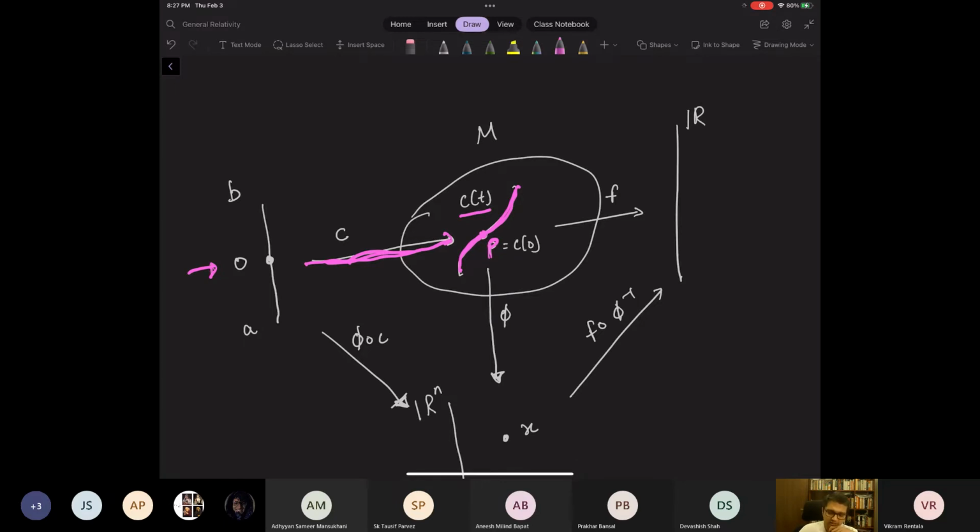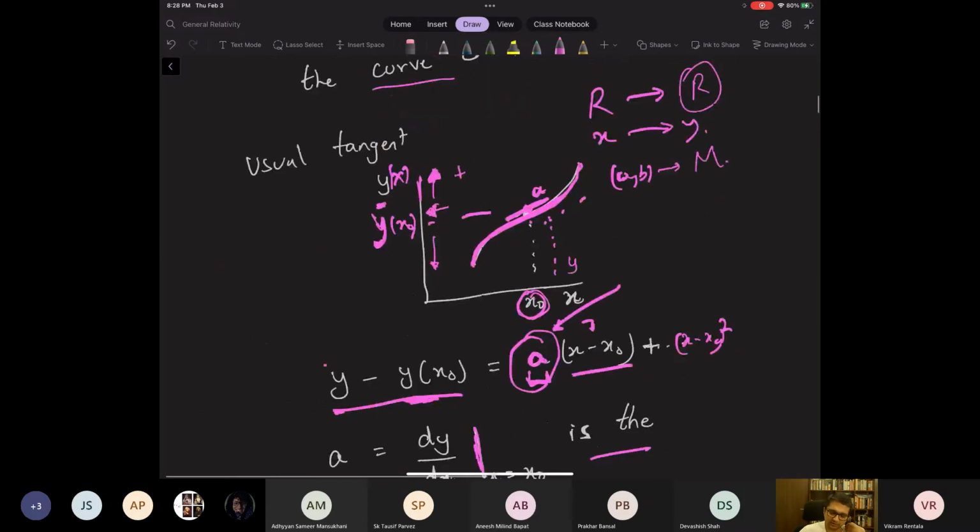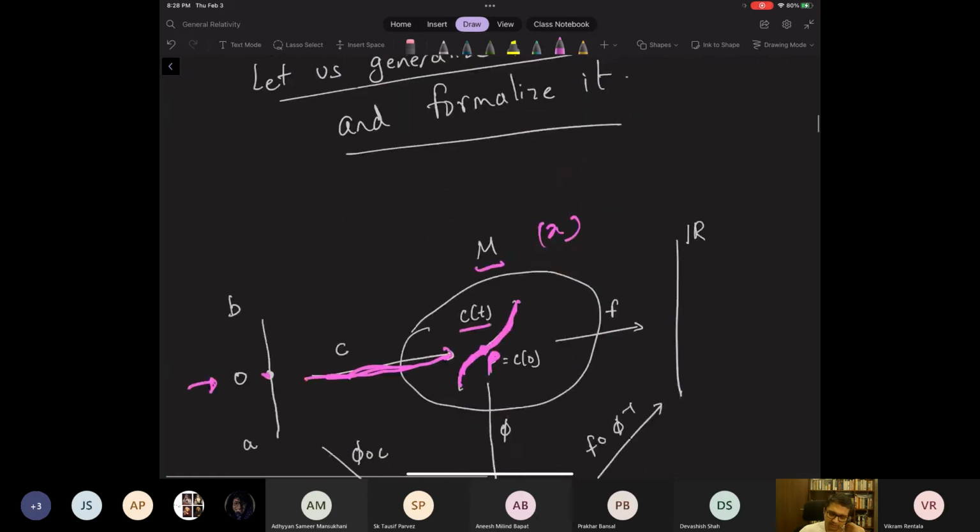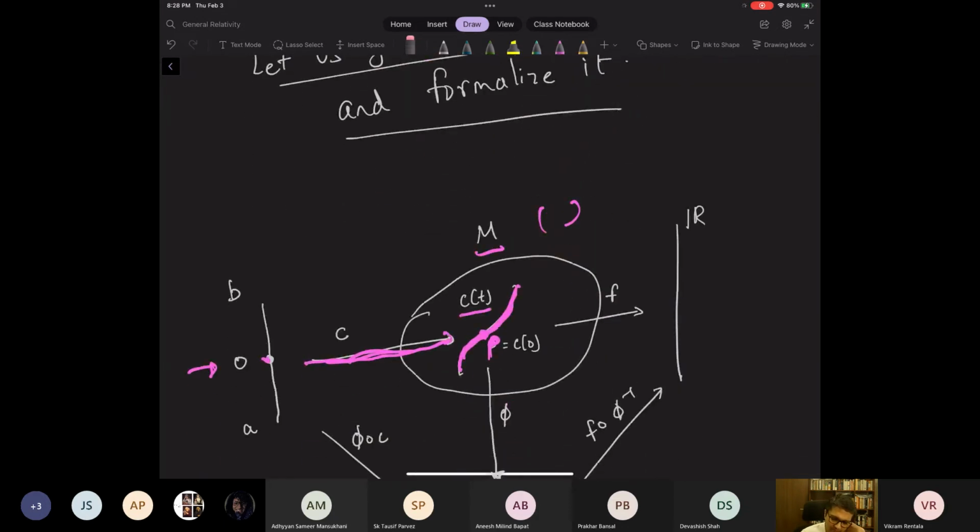So let's take the image of 0 to be this point P. So P is just C of 0. This point corresponds to 0 in A to B. And now let's take also this M. So this is like a manifold, and previously we would think of this manifold as X. Sorry, this is some Y.